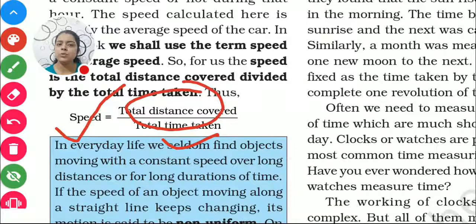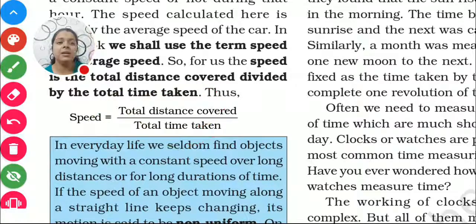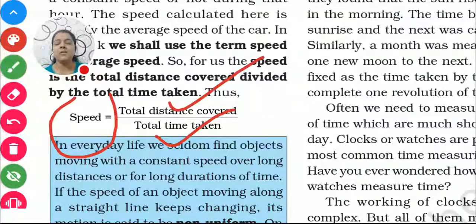So here comes what is called speed. Speed can be calculated by this formula: total distance by total time is equal to speed. Whatever the distance covered by anything, take the total sum of distance and the total sum of time, and divide by the total time, and you will get the final speed.